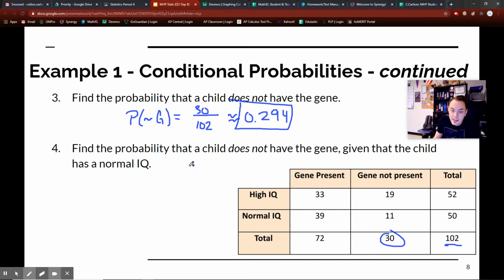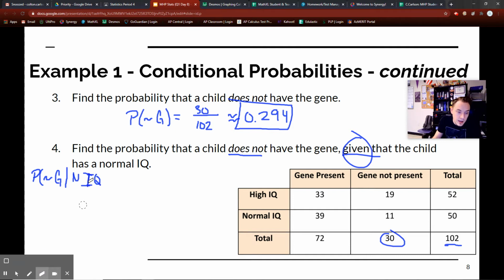Now, find the probability that the child does not have the gene given, now this is conditional, given that the child has a normal IQ. So I'm going to write down the huge long formula. So the probability of the child not having the gene given, vertical line, a normal IQ. You know what? I'm just going to write normal IQ. I don't want to confuse you.